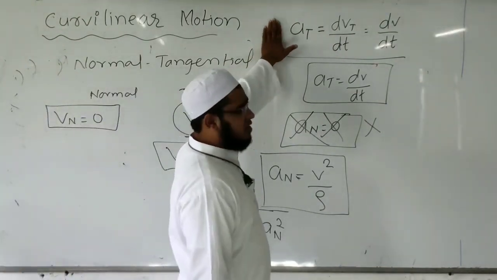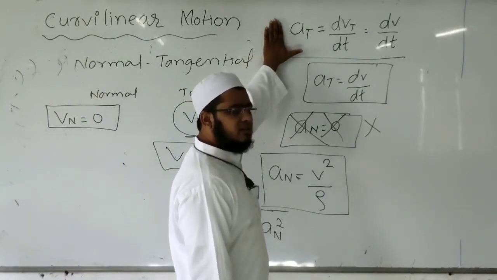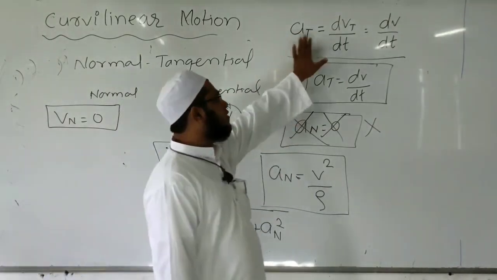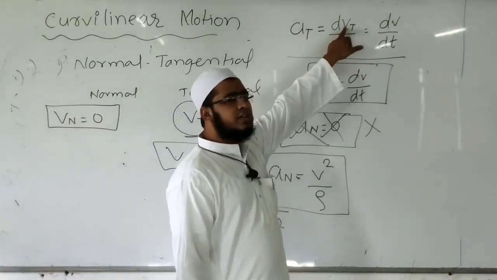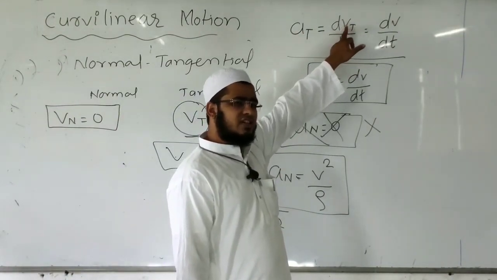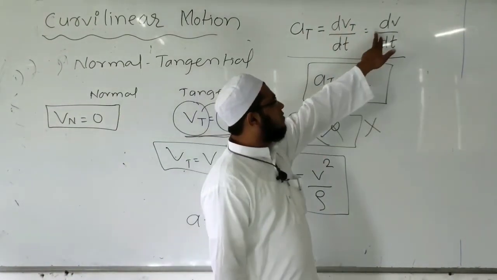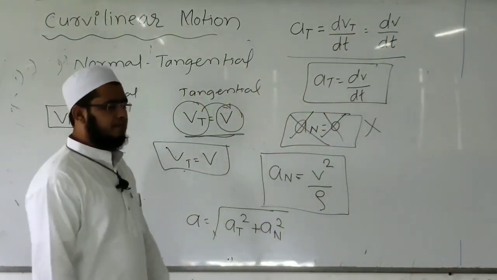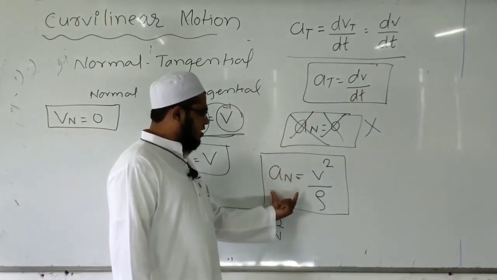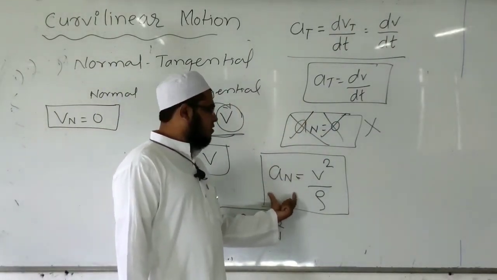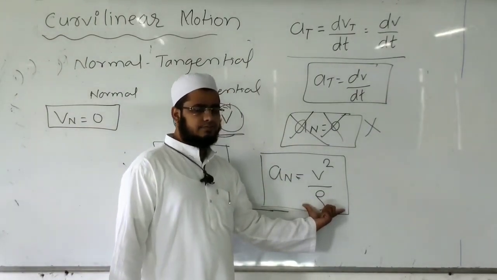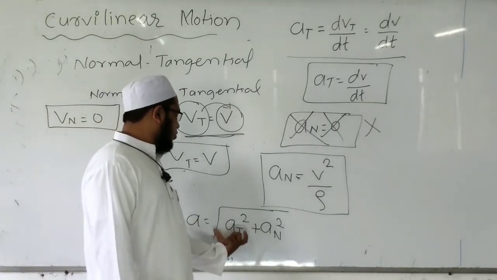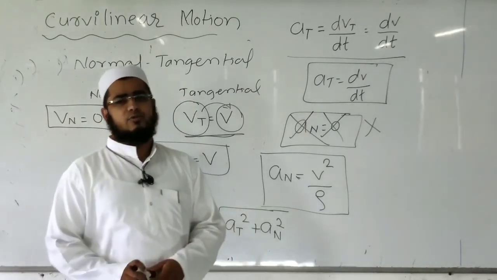Acceleration a has two components, that's why we have to split the acceleration also into normal and tangential. At equal to dvt by dt, but Vt, the tangential velocity, is the velocity itself. That's why the formula becomes at equal to dv by dt. And an, the normal component of acceleration, is v square by rho. If I require the total acceleration, then total acceleration equals the square root of at square plus an square.